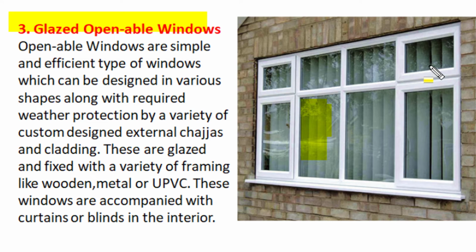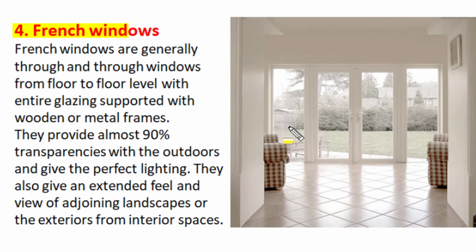French window type of fenestration is very popular in modern architecture. French windows are generally through and through windows from floor to roof level with entire glazing supported with wooden, metal or UPVC frame. Such French windows provide almost 90% transparency with the outdoors and give perfect lighting to the internal space, and they also provide an extended feel and view of the adjoining landscape or exterior from the interior space.